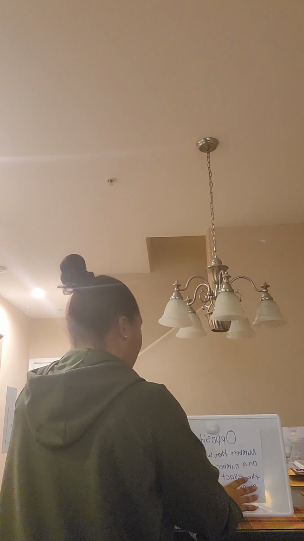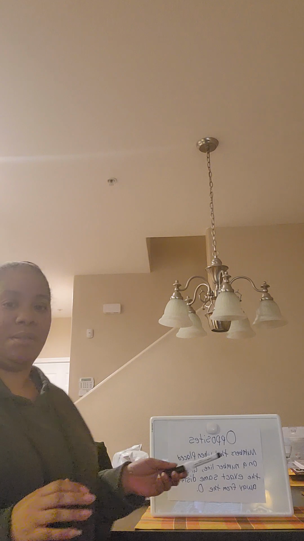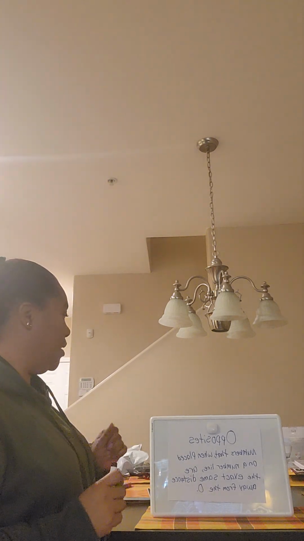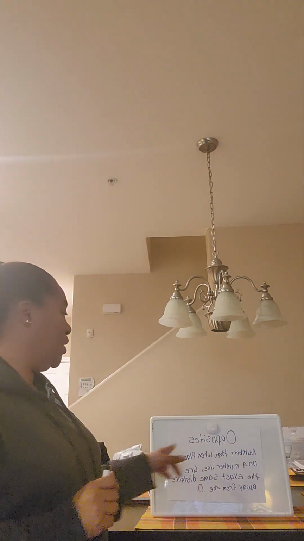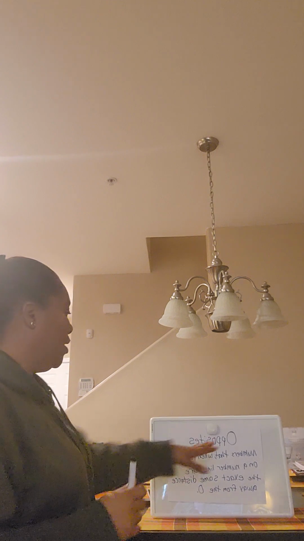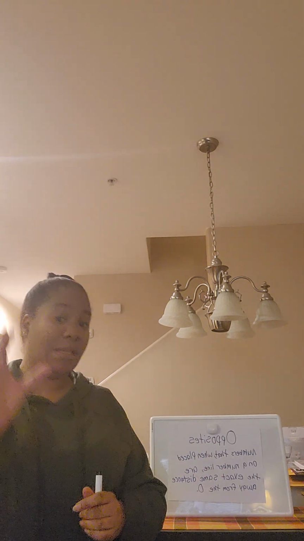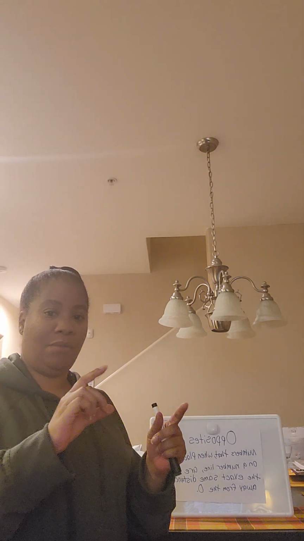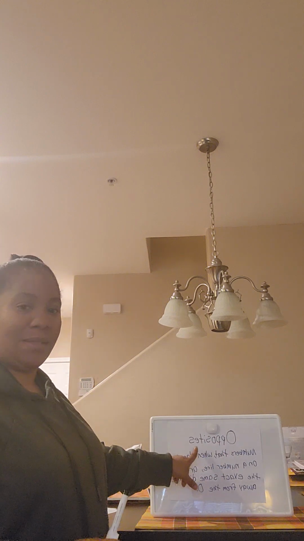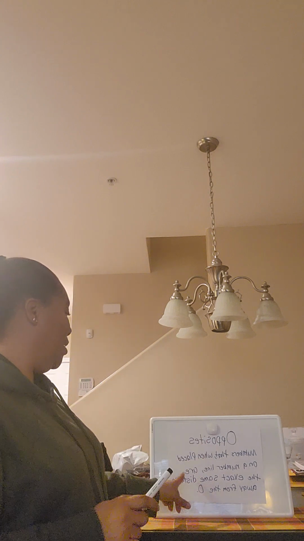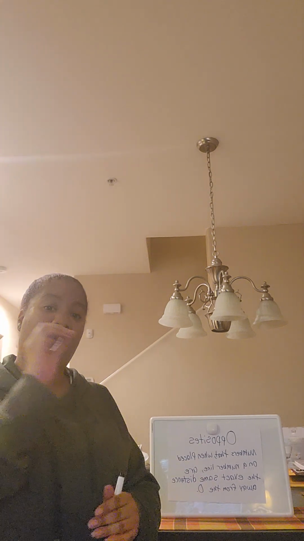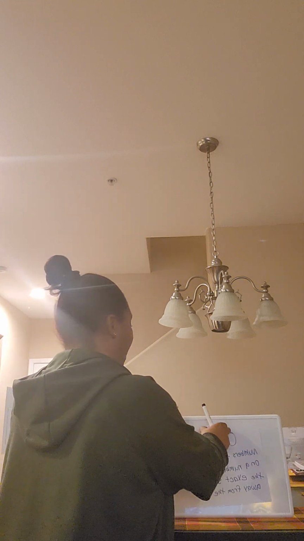Opposites to your absolute value are numbers that, when placed on a number line, are the exact same distance away from zero. So absolute value is the distance a number is from zero, and your opposites are the numbers that, when placed on a number line, are the exact same distance away from zero. I'm going to show you what that looks like on our board here.